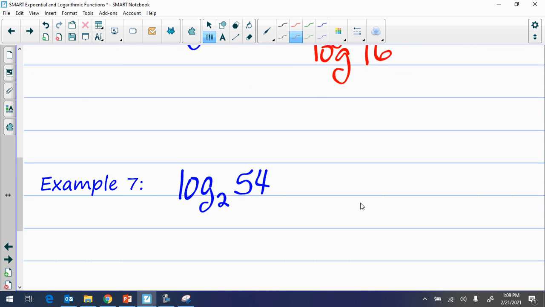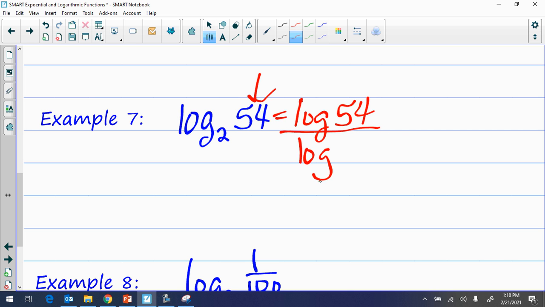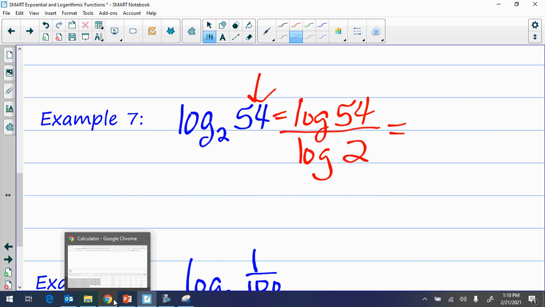All right, let's do example 7. So log base 2 of 54. This one's going to need to be rounded. And I know it's going to need to be rounded because 54 is not a perfect power of 2, and I can't make it into a perfect power of 2. So this one, I'm going to go log 54. It's always this number first. That number goes in the numerator, over log of 2. Again, don't try and reduce. Go straight to your calculator.